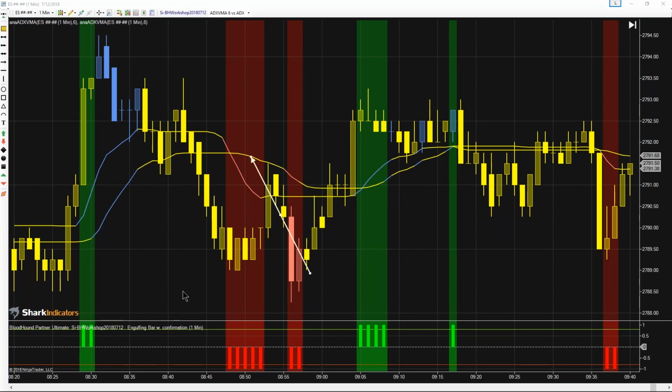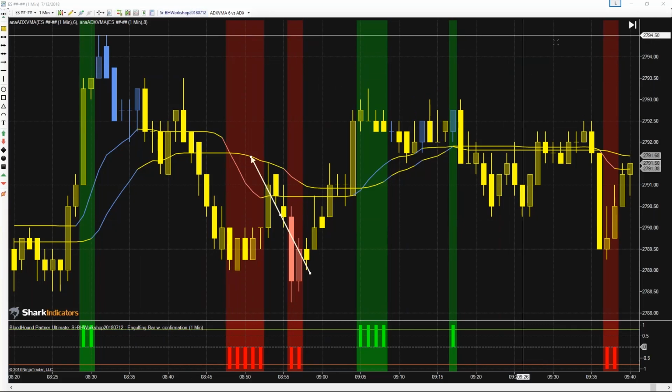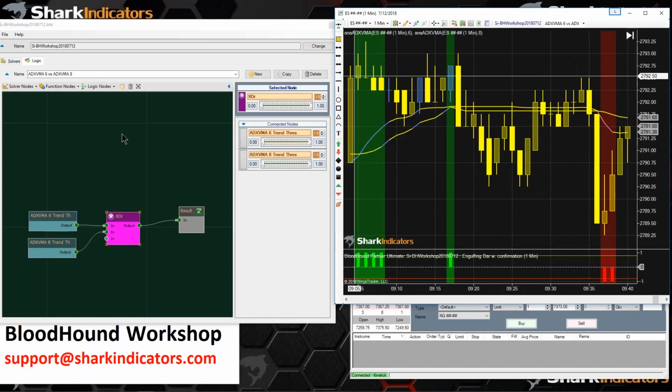Okay, and Jim would like to see when they're in sync. Oh, you want to find them in the same direction. Okay. So, yeah, Jim, when you said signal based on different values, I thought you meant different values coming out of the indicator. No problem. That's even easier. So let's minimize the chart.